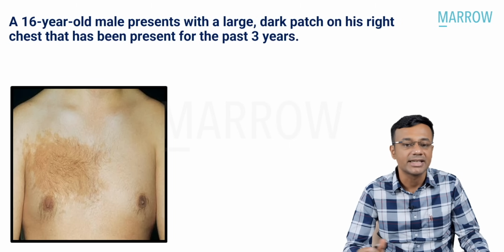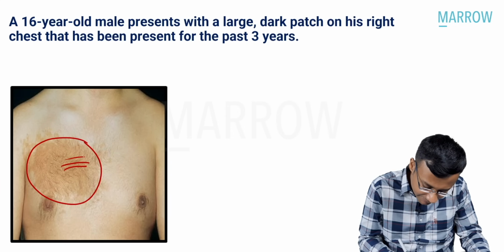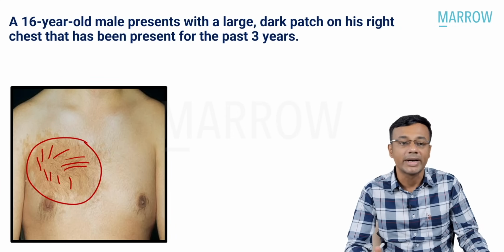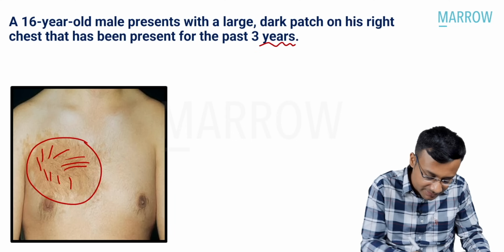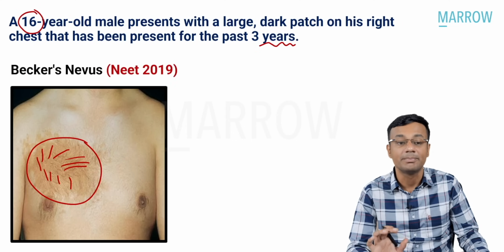This is the case of a 16-year-old male who presents with a large dark patch on the right chest. You can see this darkish lesion here. And when you examine, you can see again there are hair strands. This is hypertrichotic, but this is an acquired condition because it's there only since 3 years. The age of the patient is 16 years old. Now we are going to make a diagnosis of Becker's nevus.